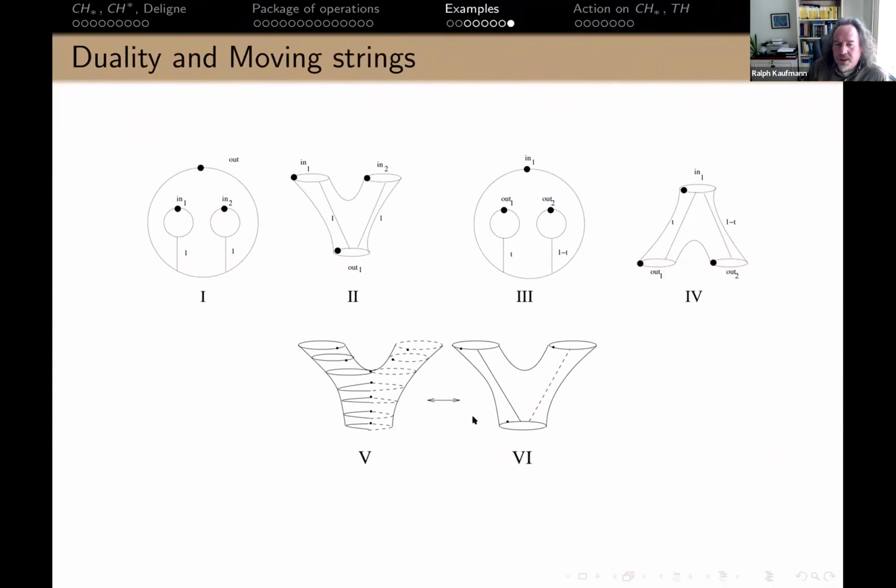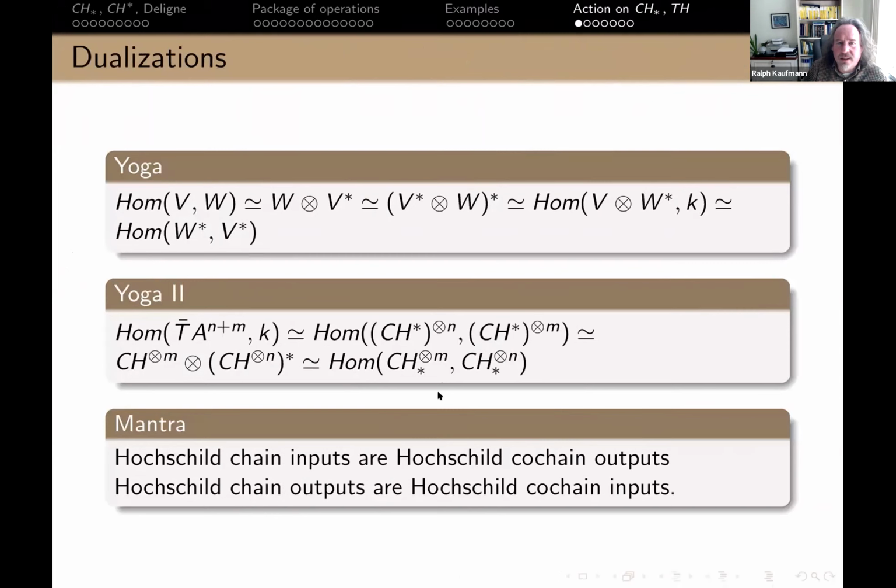Maybe I'll skip this one. So now I want to spend a few minutes on how to generalize this first to chains. So here I just write yoga 1, yoga 2, and then a mantra. It's actually kind of easy if you think about it, but you have to come up with the idea. I came up with this idea only because I talked to Zhengfeng Wang, who helped me see this.